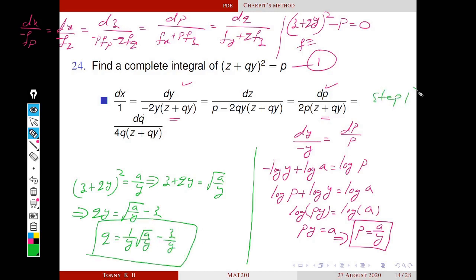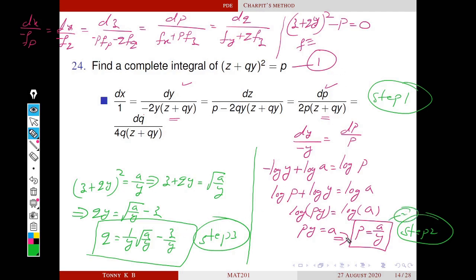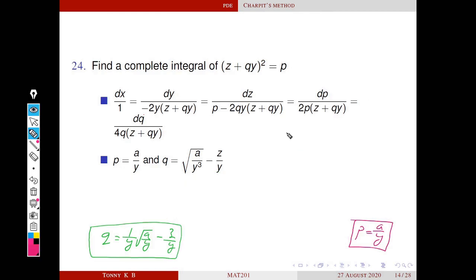this is our step 1. This is our step 2. We find a relation by solving the subsidiary equations. This is our step 3. We solve p and q using this 1 and 2. This is our second equation. Yes, this is our p and q. So next is our step 4. In step 4, we evaluate z using the total derivative. Okay. dz is equal to p dx plus q dy. This is our step 4, total derivative.